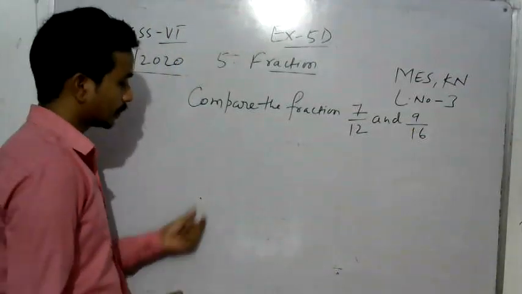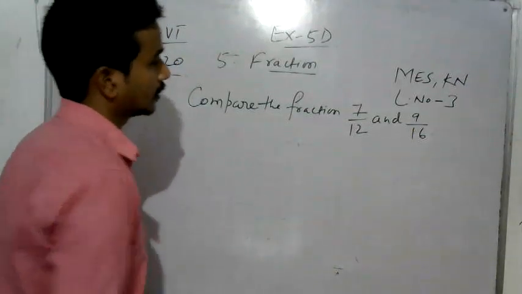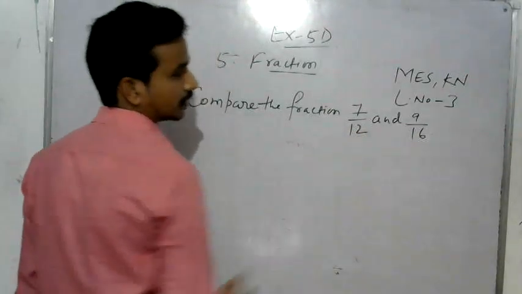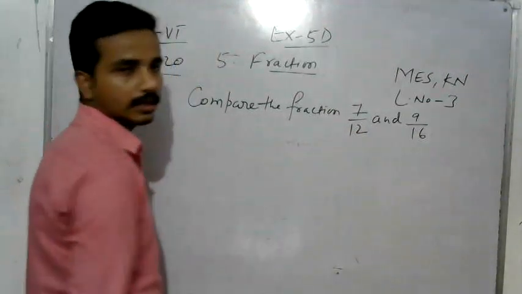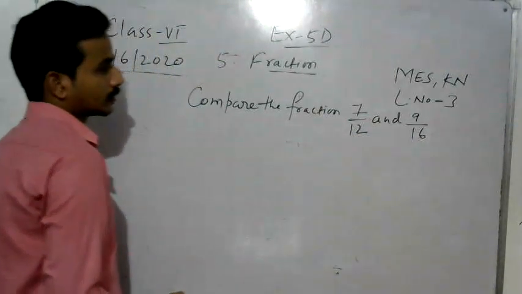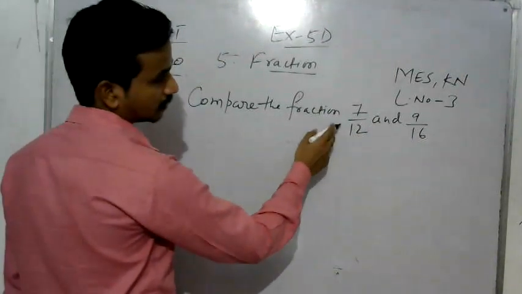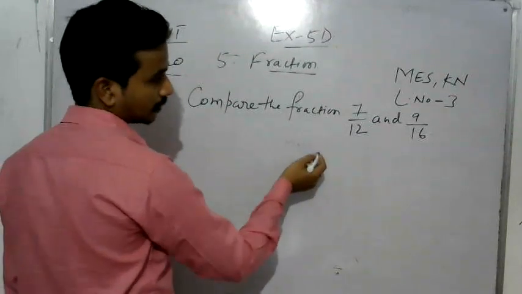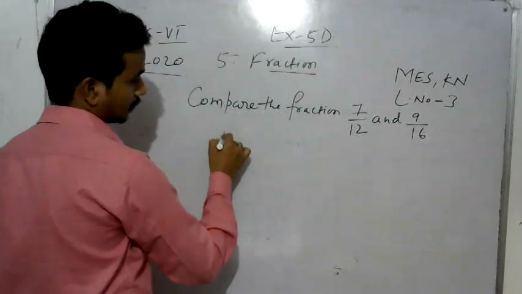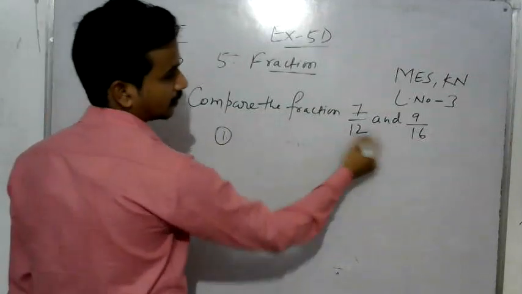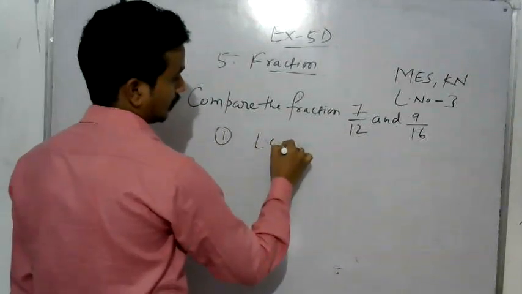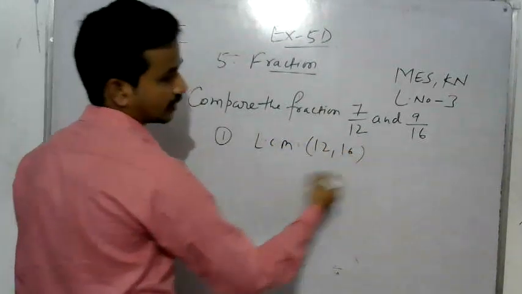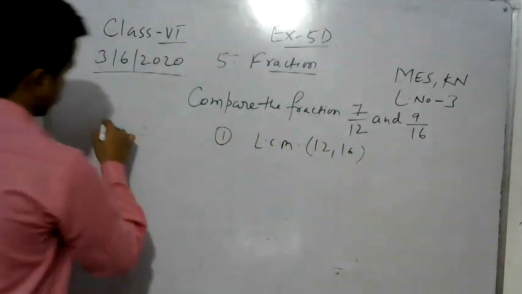So how can we compare? Let's see. First of all, we know that since the denominators are different, this is an unlike fraction. So now we will convert this unlike fraction into a like fraction. How can we convert? See the process. The first step is to find the LCM of the denominators, the LCM of 12 and 16. So what is the LCM of 12 and 16?